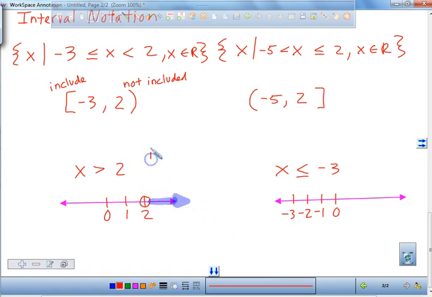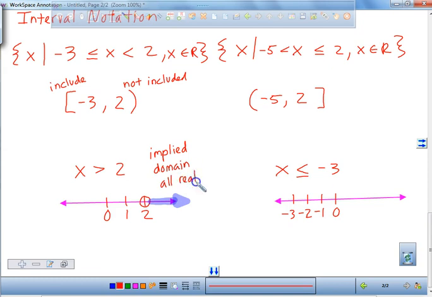Just so you guys know, whenever I'm doing a problem, if I don't tell you it's integers, the implied domain is all real numbers.